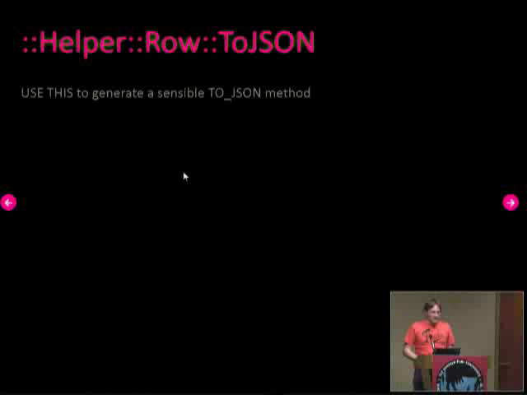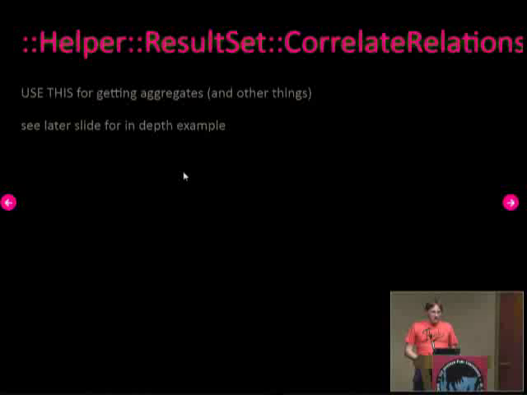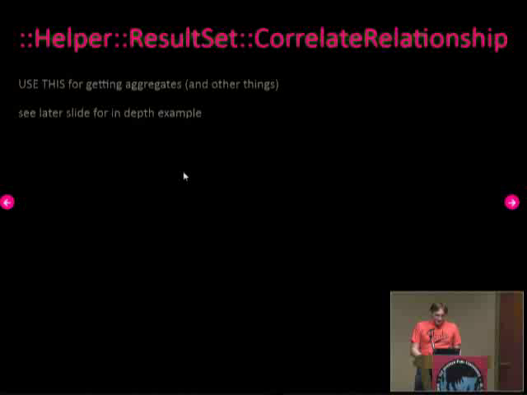ToJSON just generates a handy ToJSON method for you. I made this recently. This is the ResultSet::CorrelateRelationship method, which I have an example for later. Basically, if you don't know what a correlated subselect is, what I've used it for is to get aggregate data without a group by. So you can say, I want the average price of all these things, but you have no group by.